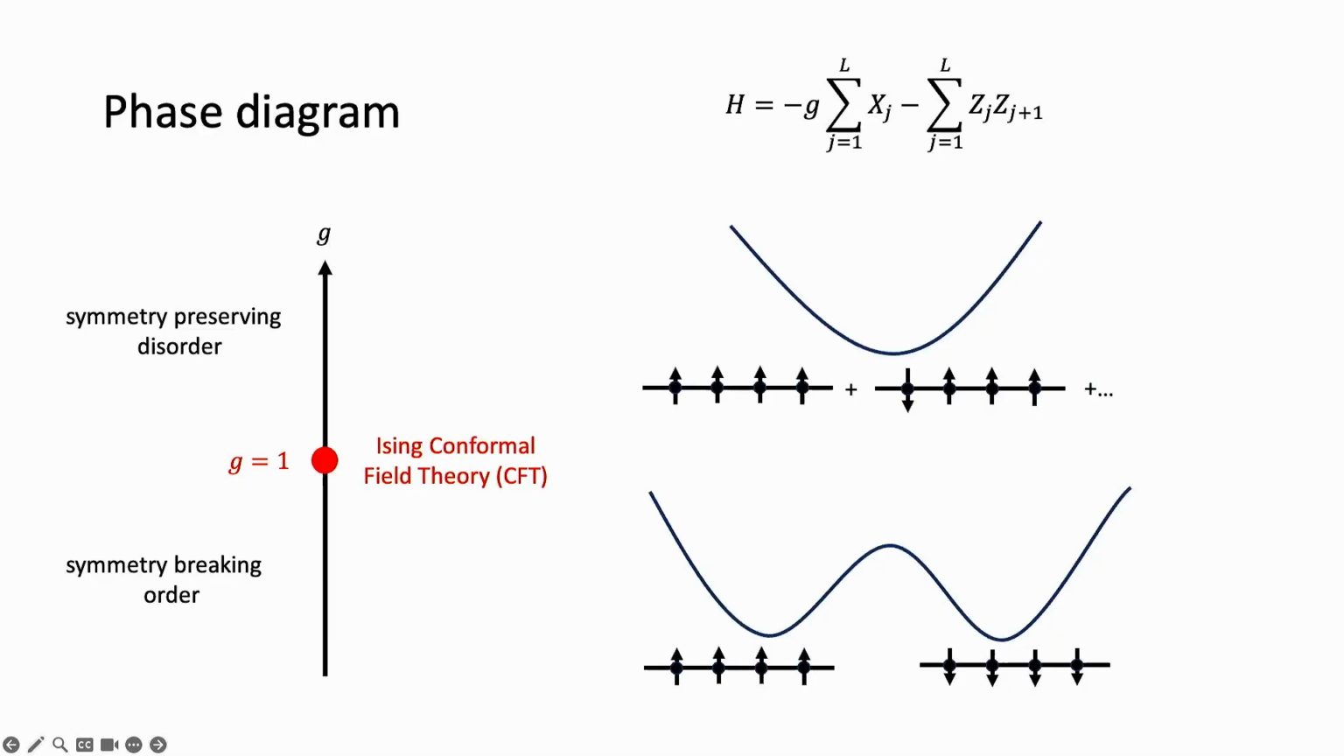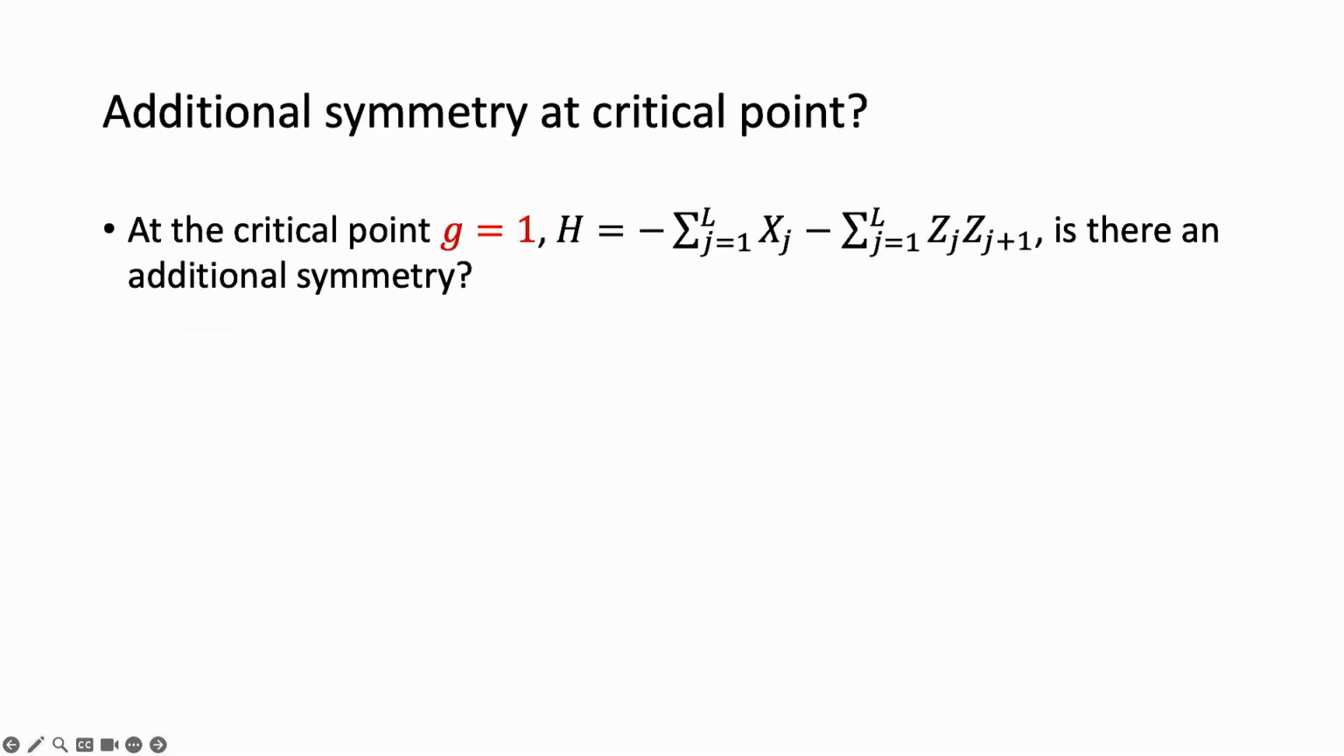So far, everything I said you can find on Wikipedia. I haven't said anything new yet. The question we would like to ask in this talk is this: let's say I sit right at the g equals 1 point, the critical point, for which the thermodynamic limit will be given by the Ising conformal field theory. Is there an additional symmetry, in addition to the spin flip and lattice translation symmetry of this lattice Hamiltonian?